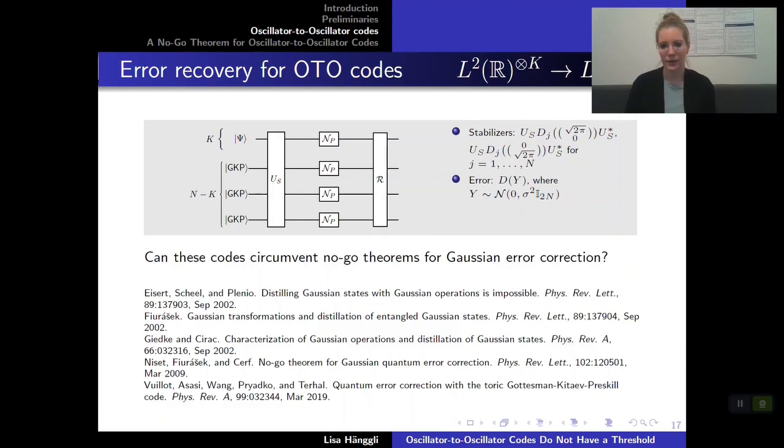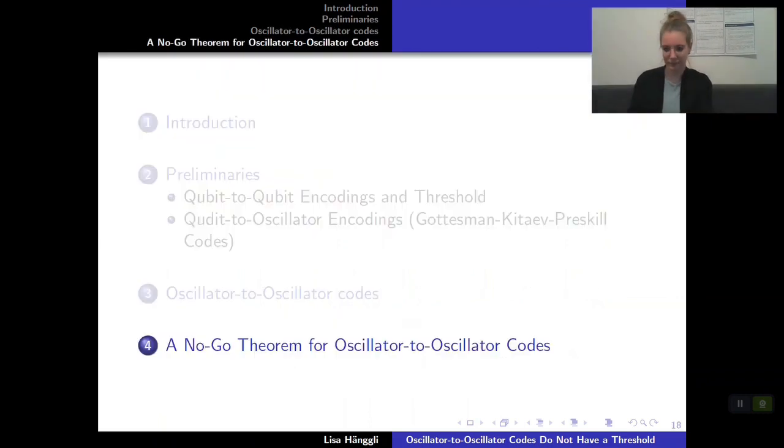So now the question is, as we have seen, the encoding unitary for these codes, for the oscillator-to-oscillator codes, is a Gaussian, and the only non-Gaussian ingredient are the auxiliary states. And the question that now arises is, can these codes circumvent the no-go theorems for Gaussian error correction? But as we will see, also oscillator-to-oscillator codes have their limits.